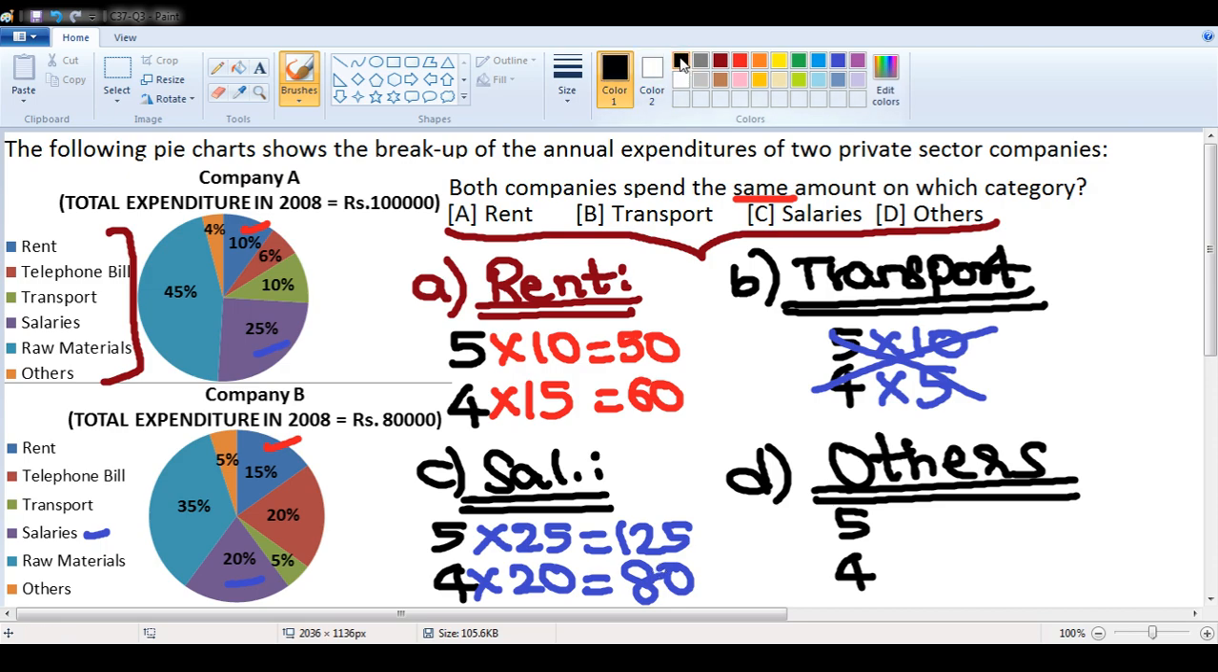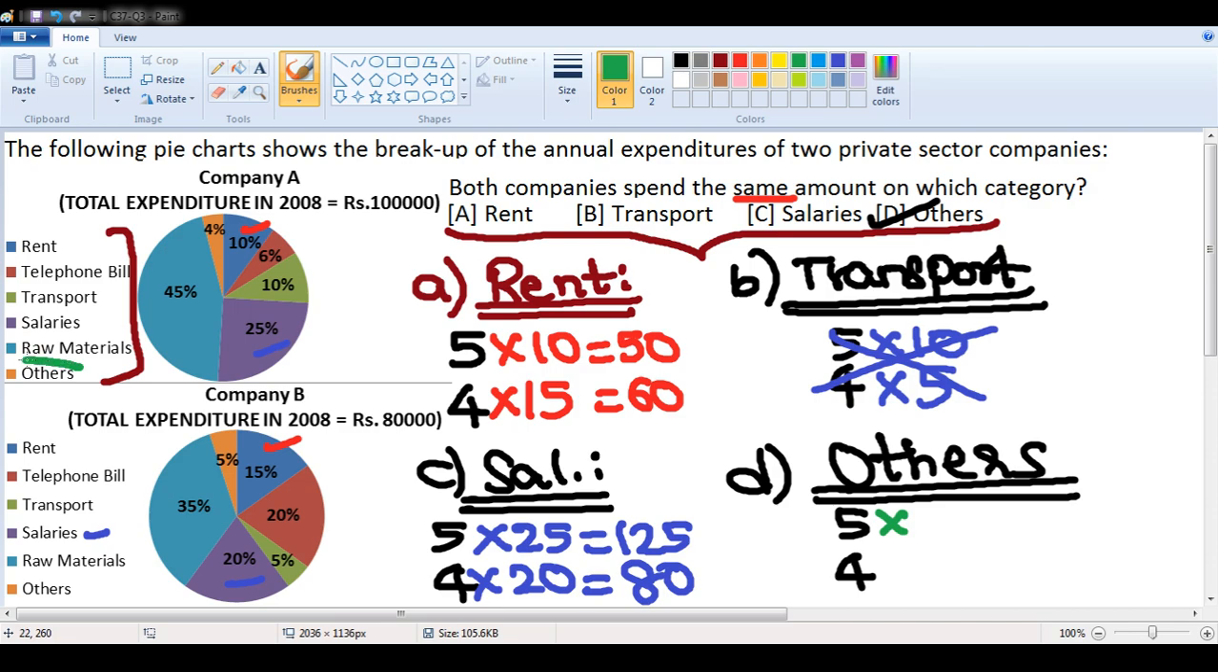Out of 4 options, 3 are not equal, therefore the other one should be correct. You need not even check that. Don't even check the last option. You can directly mark the last option if you are 100% sure that the first 3 options are definitely incorrect. If you want to just check for your satisfaction, please check it out.